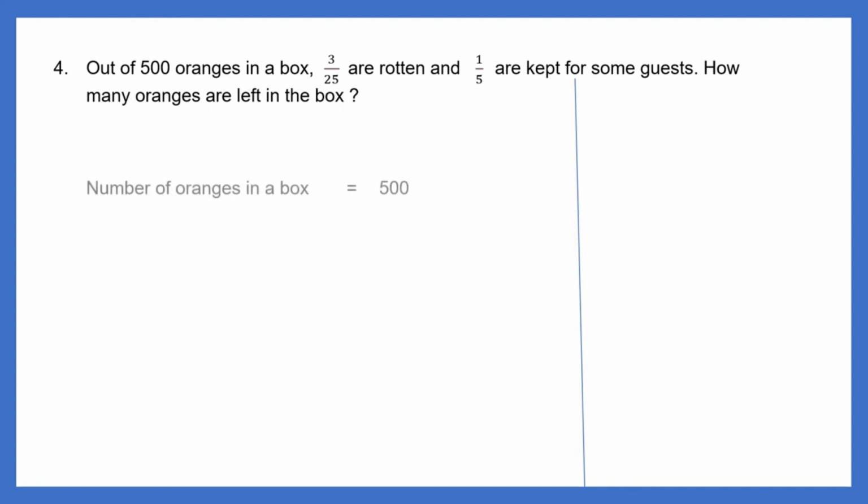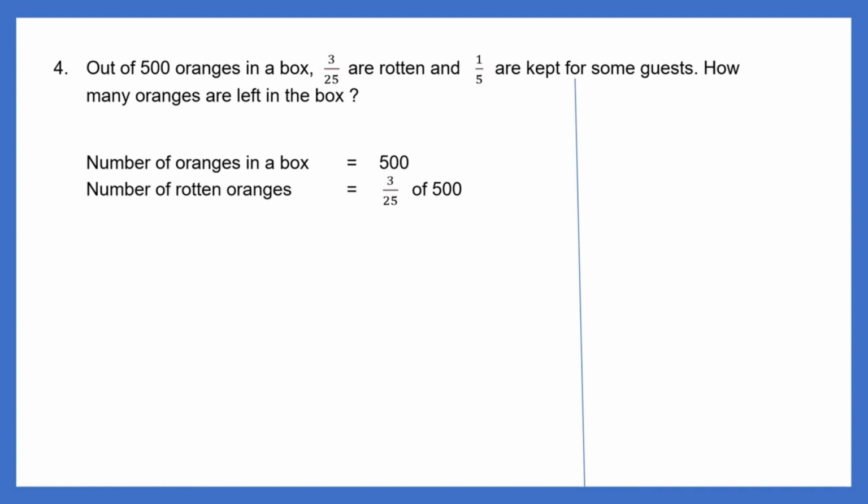So let's find out now. So total number of oranges in a box is 500. Number of oranges that are rotten are 3 by 25 of 500. So let's find out how many oranges are rotten. So 3 by 25 of means multiplication, 500. You can give it a denominator by 1. Is there something we can cancel? Yes, I can cancel 25 and 500. 25 ones are 25. 25 twos are 50 and I add the 0.